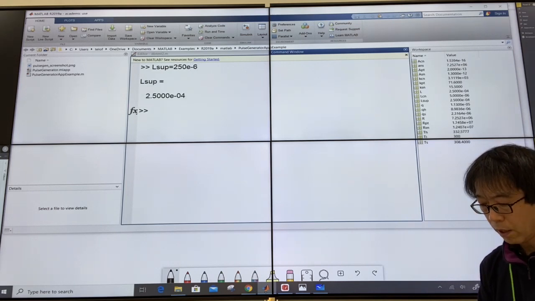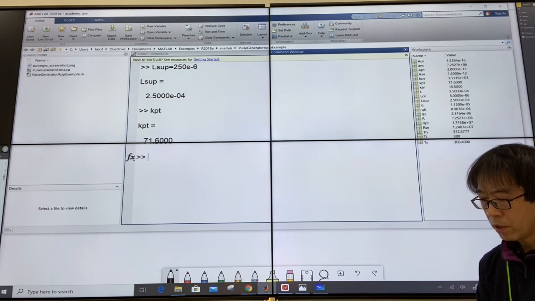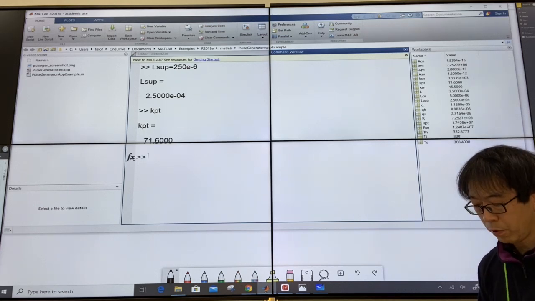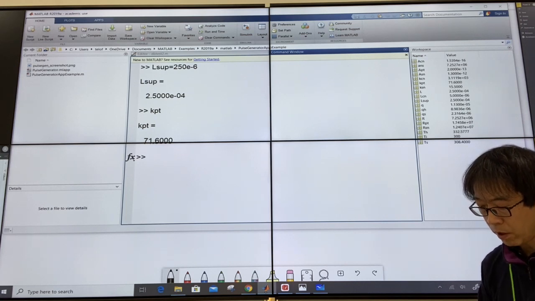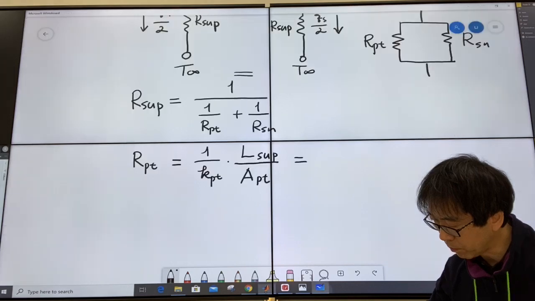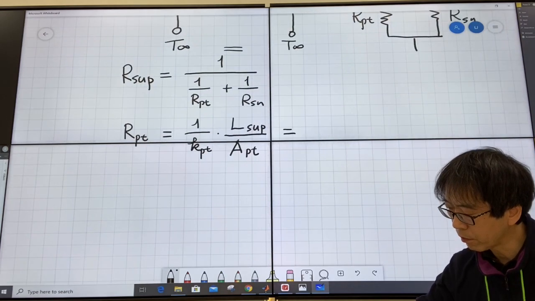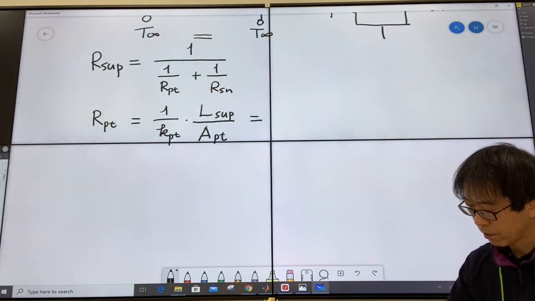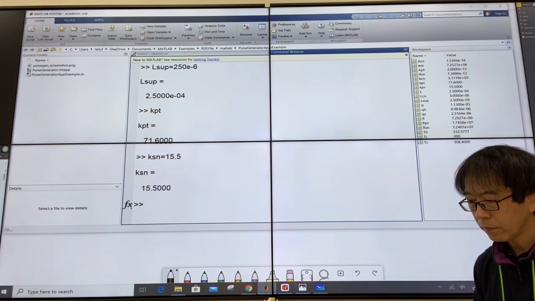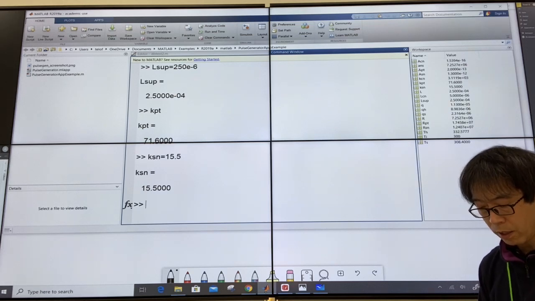There we go. And what was the thermal conductivity of the platinum? K_Pt was given, 71.6, right? I've already put it in. What was the thermal conductivity of silicon nitride? 15.5, right? Was it 15.5? Let me check it out. Yes, it was 15.5. Okay. So what do we need more? Thermal conductivity and area of the platinum.